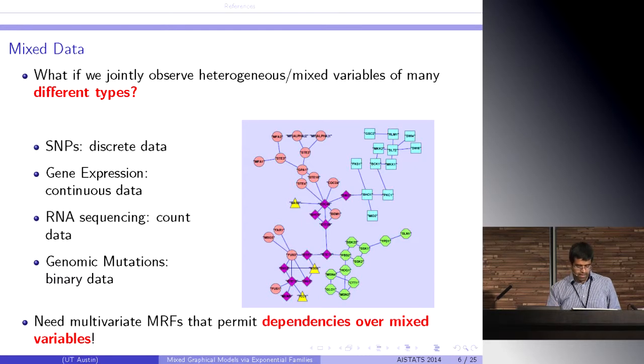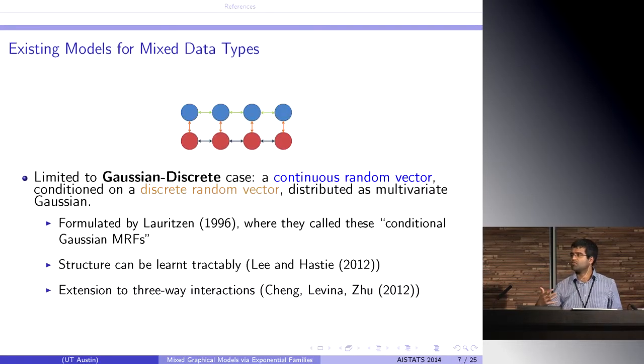Okay? And we want a really general toolkit, so that I don't want to specify specific subclasses or specific collections of mixed data. So what's been done here? There is a specific subclass of such mixed graphical models for the case where I have a mixed set of continuous data and discrete data. And for this, Lauritzen in the late 90s formulated the conditional Gaussian Markov random fields, where conditioned on the set of discrete random variables, the set of continuous random variables are conditionally Gaussian.